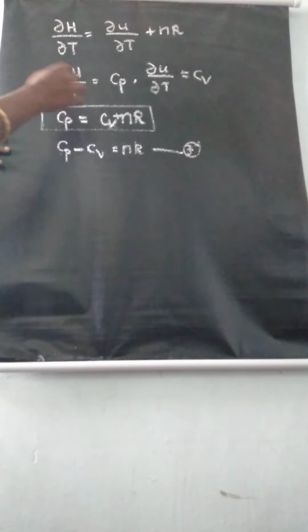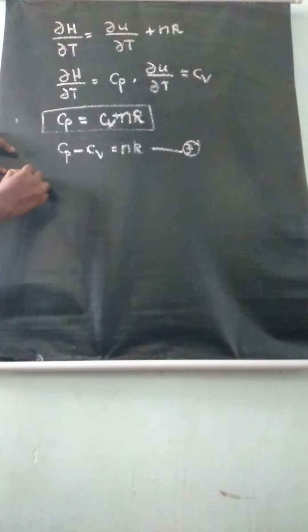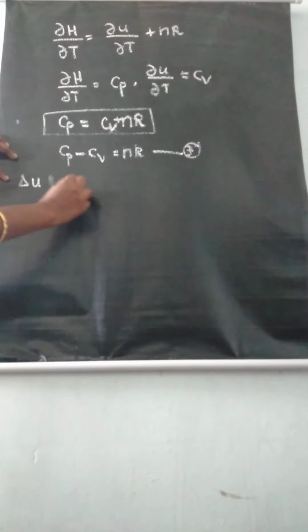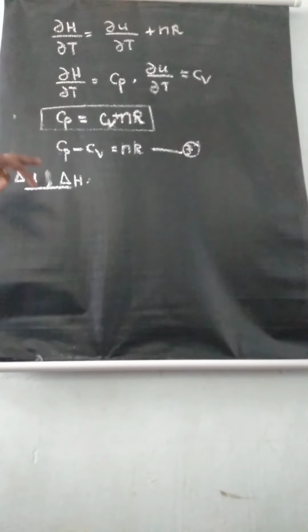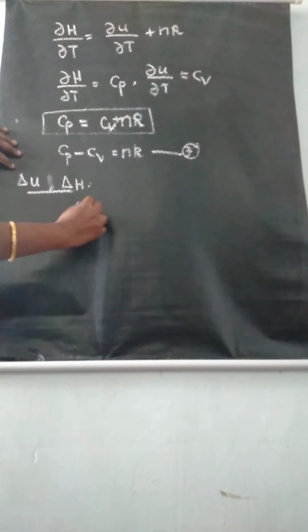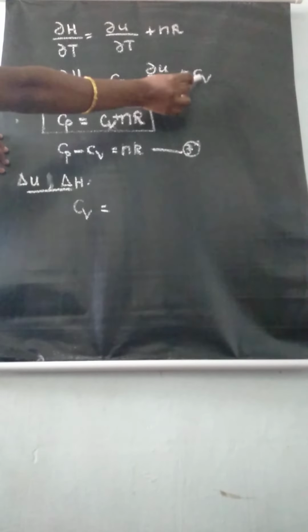Now listen continuously. By using this relation, you can calculate delta U and delta H. How can we calculate this? You know the formula for Cv, heat capacity at constant volume. Take Cp and Cv separately. First take the Cv formula.